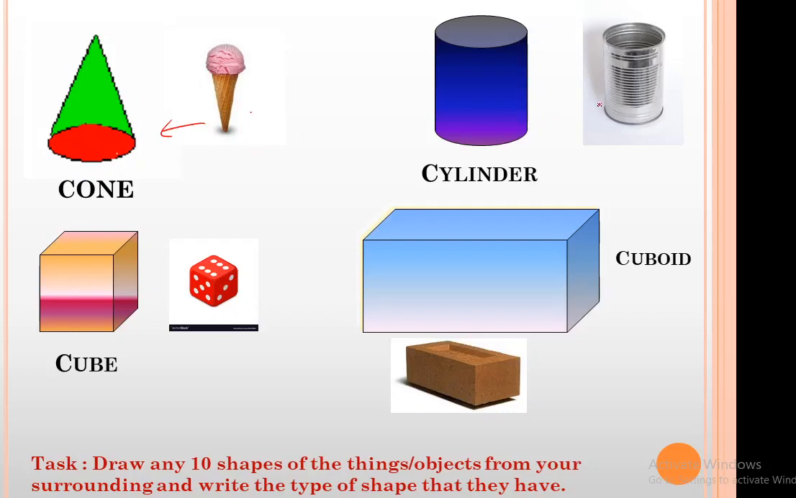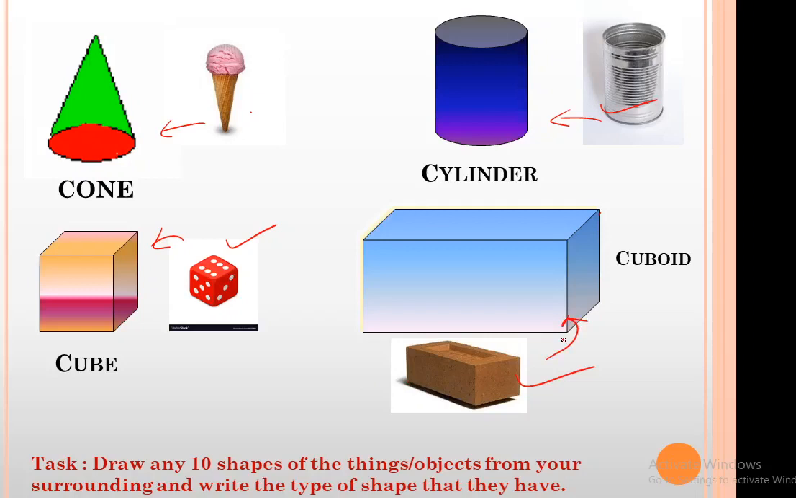The second picture is of a box. Its shape is like a cylinder. So we can call that the box is cylindrical in shape. The third picture is of a dice. Do you remember dice? We use it to play games like snake and ladder, ludo. Okay. Its form is like a cube. And the fourth picture is of a brick. Its form is like a cuboid.